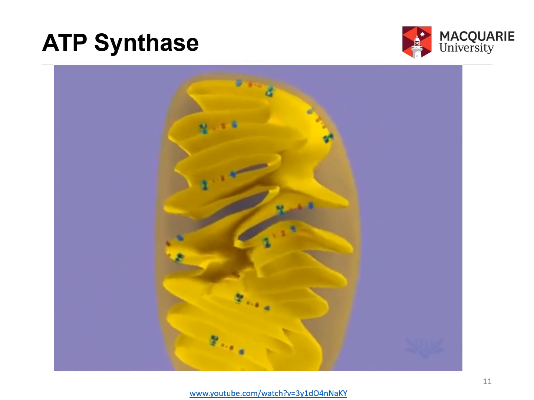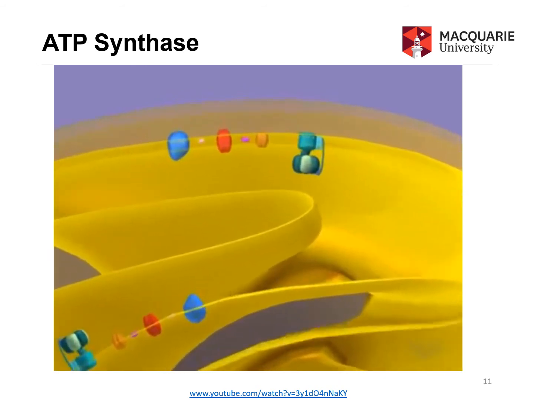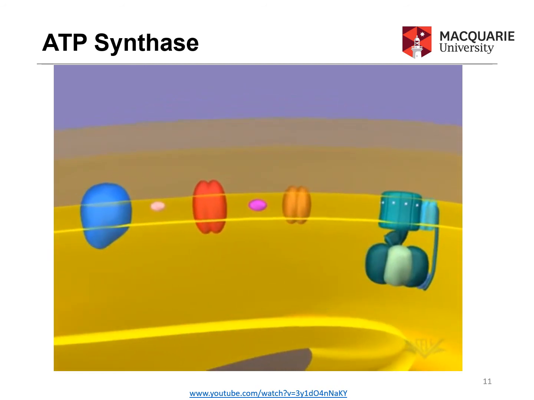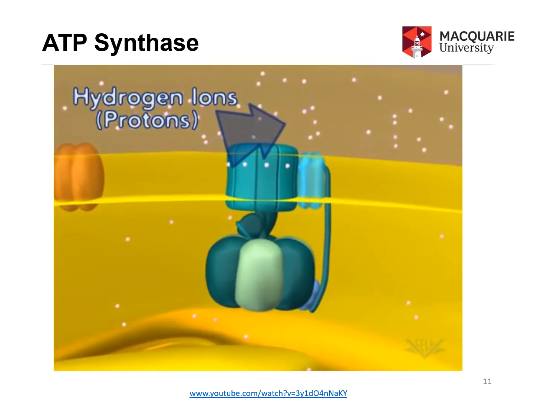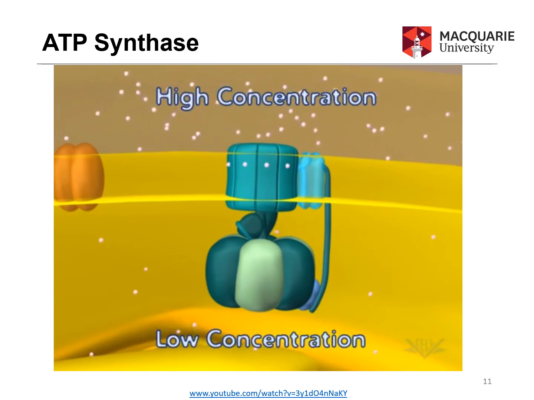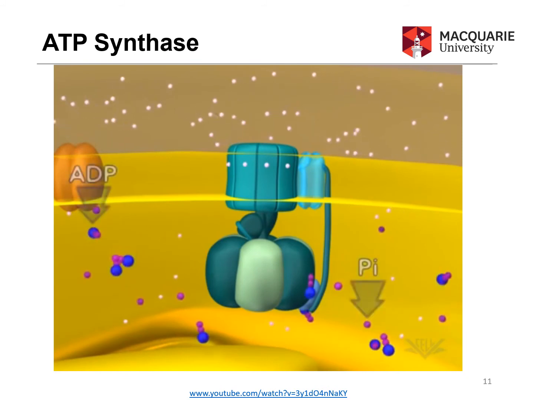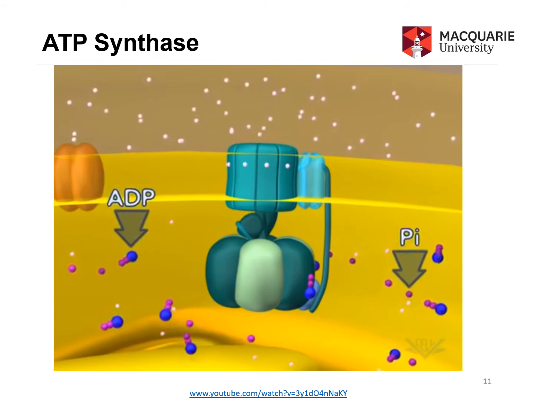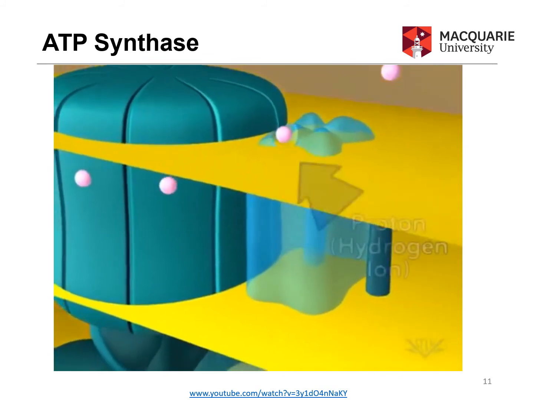ATP is synthesized by ATP synthase, a large complex of membrane-bound protein. Here we see ATP synthase, along with other membrane-bound proteins. Notice the large difference in the number of hydrogen ions on the 2 sides of the membrane. This difference is a hydrogen ion, or proton, concentration gradient. The energy associated with this gradient is used to synthesize ATP from ADP and Pi. This occurs at the ATP synthase complex.